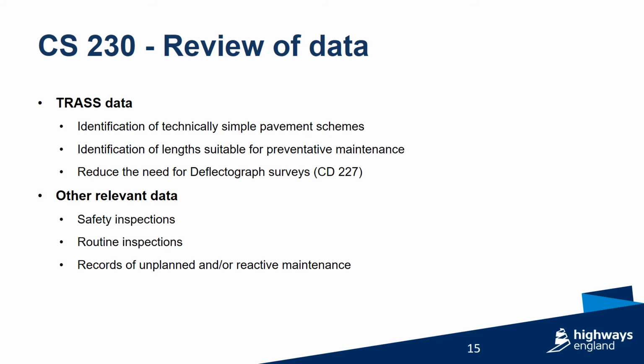The most recent traffic speed structural condition data shall be reviewed and the network structural condition categories used to identify technically simple maintenance schemes and identify lengths suitable for preventative maintenance treatments. These NSCs are used in CD227, Design for Pavement Maintenance, to potentially reduce the need for deflectograph surveys. Other relevant data shall be used to supplement the data from network surveys. These should be data from safety inspections, other routine inspections that are regularly undertaken to identify pavement defects, and records of unplanned and reactive maintenance.